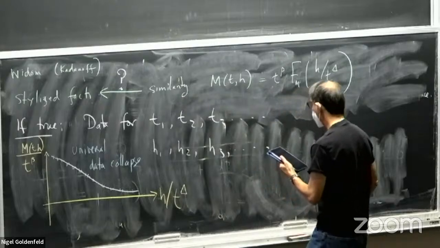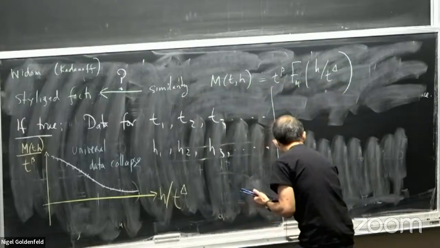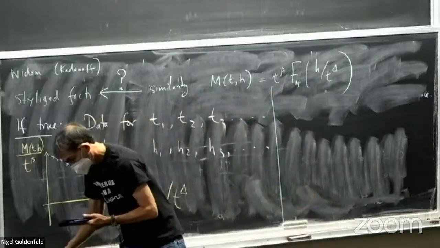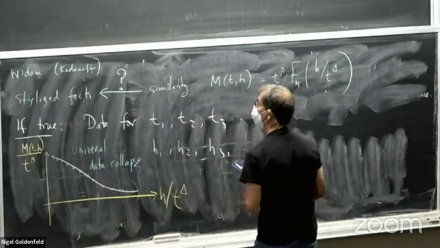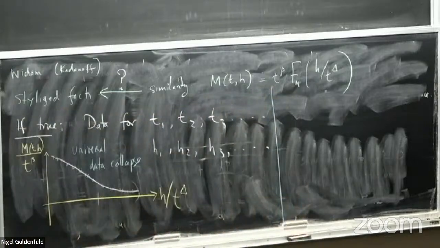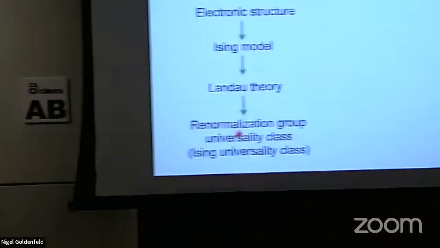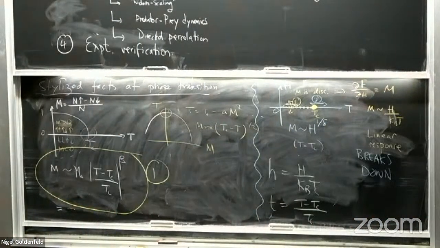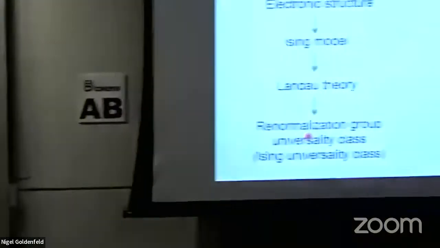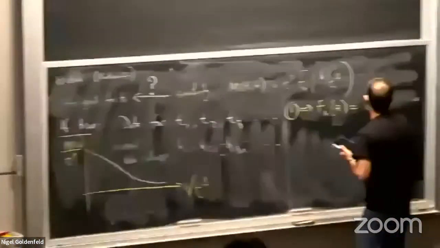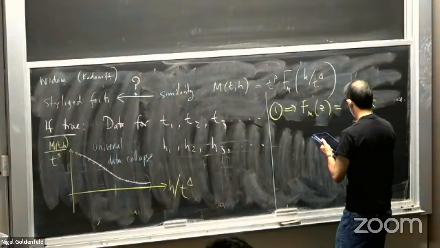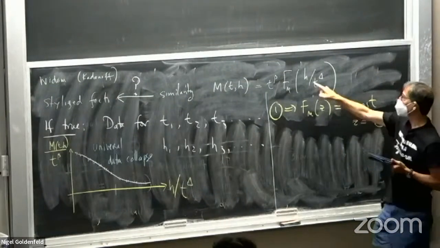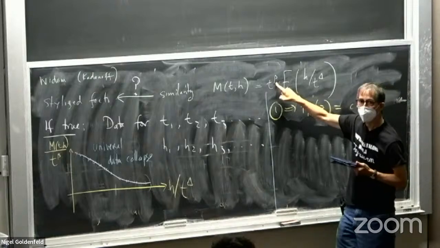Now, let's see how do we go from here to here. So what you have to argue is the following. The only way this can happen is, first of all, if we want this stylized fact to be true, that in zero external field, m goes like t to the beta, what that tells you is that the function f of z must be a constant when z is equal to 0. Okay, so no external field, h is equal to 0, then we just get this t to the beta, so that's what we want.